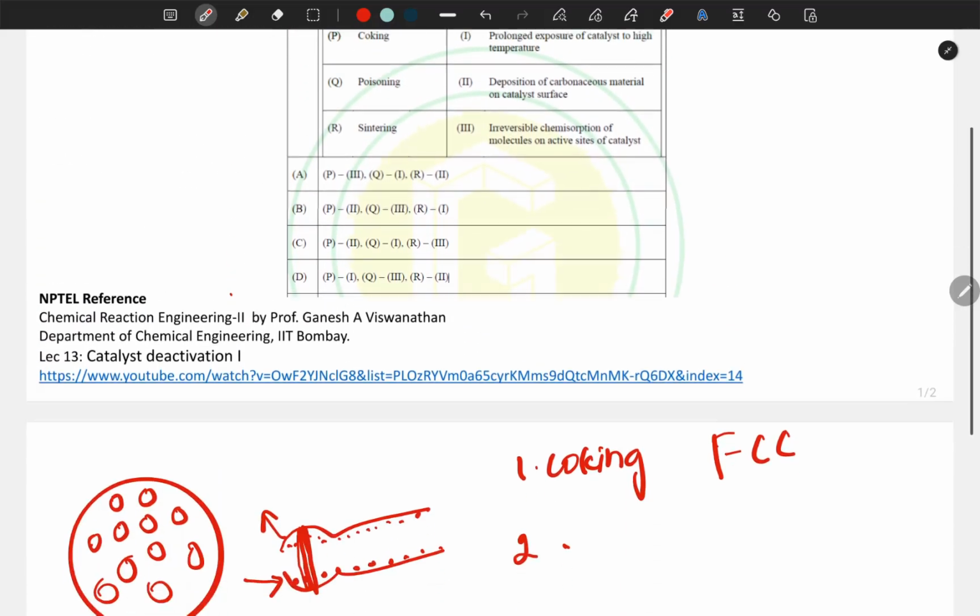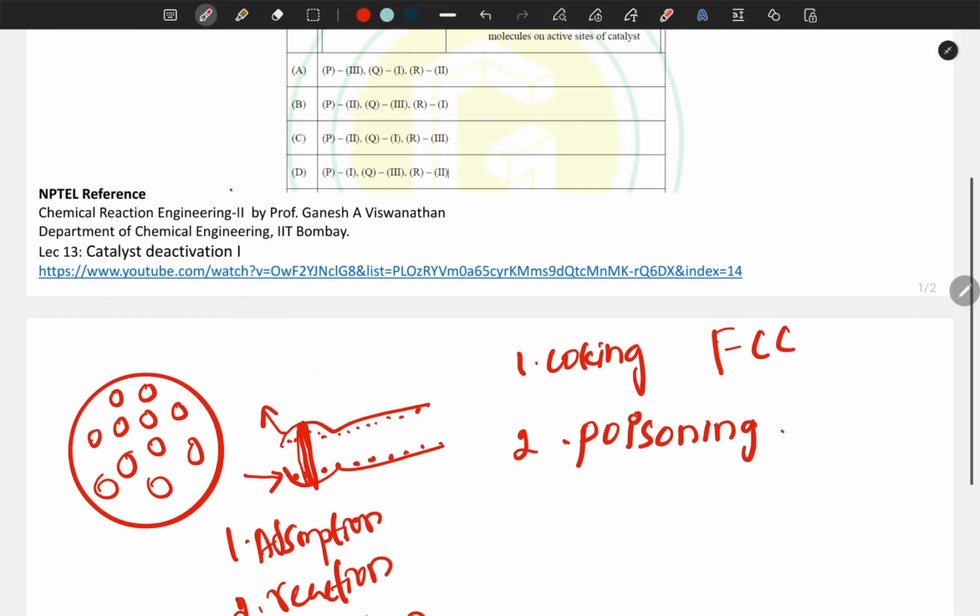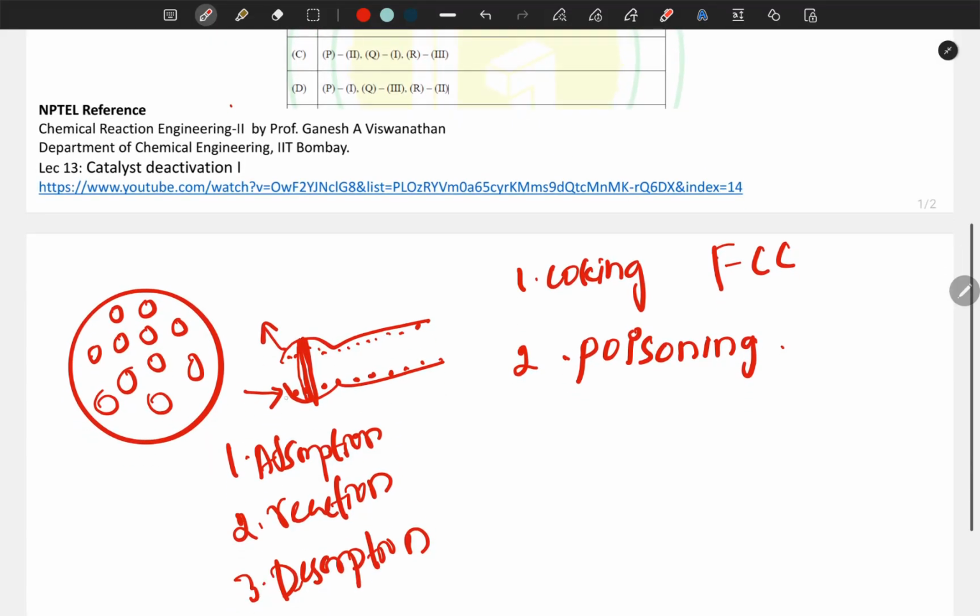And the second terminology is poisoning. Here what happens is your reactant, or even in some cases your product, forms an irreversible bond, through the chemisorption process, with your active sites. So in that case, let's say initially these are your active sites.